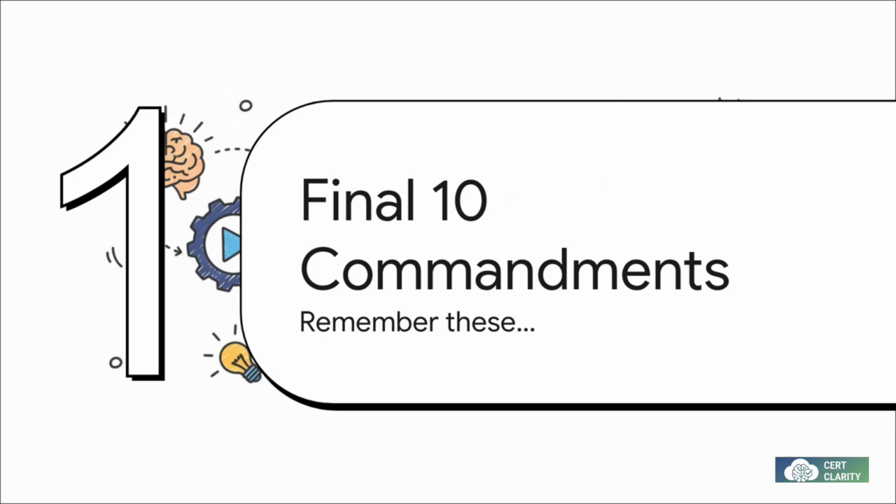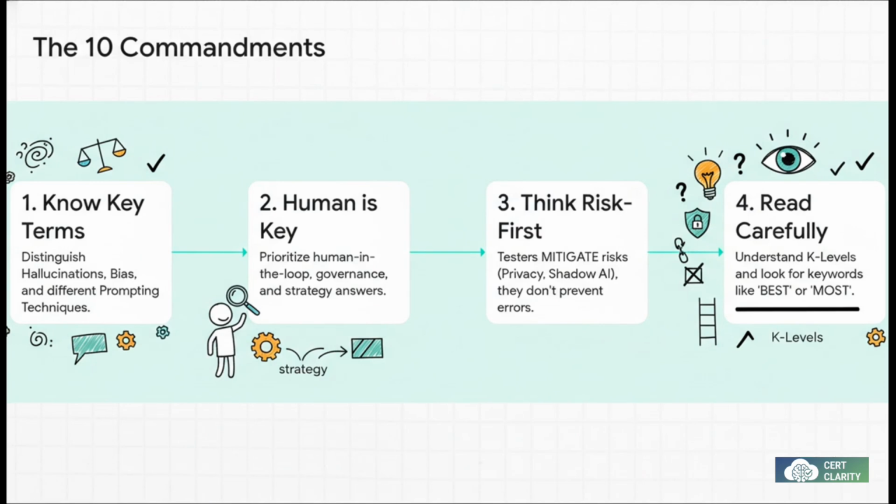We have covered a ton of ground, so let's distill it all down. Here are your final 10 commandments. If you're cramming, or if you just want the absolute most critical takeaways, this is your high-impact summary. Let's run through these. 1. Know the exact definitions for hallucination, reasoning error, and bias. 2. The human is always in the loop. It's essential. 3. Remember, as testers, we mitigate risks. We can't completely prevent them. 4. Shadow AI is all about security, compliance, and IP risks.